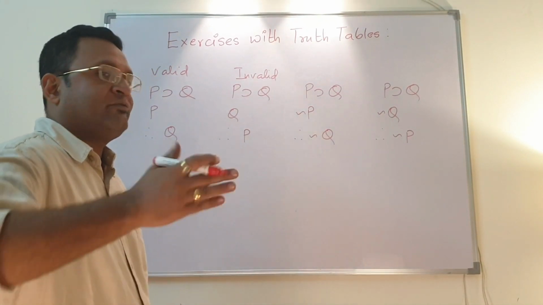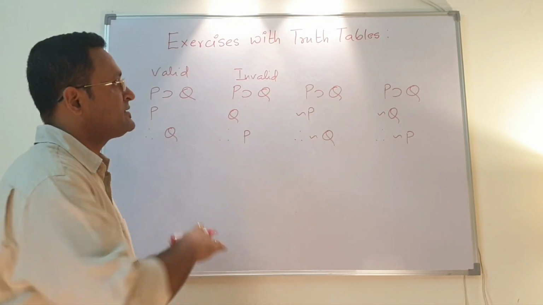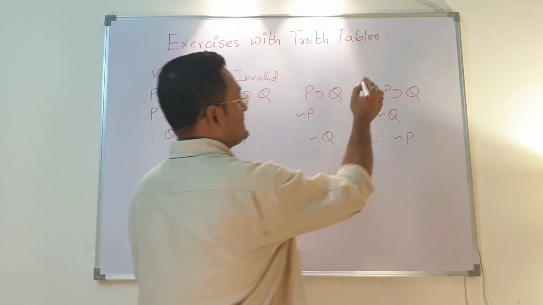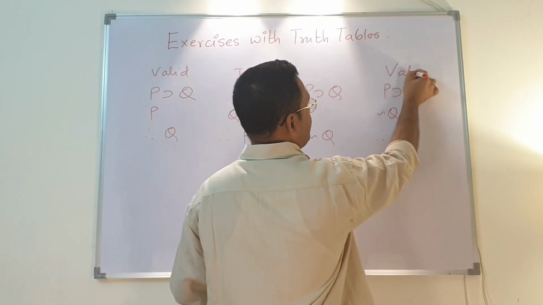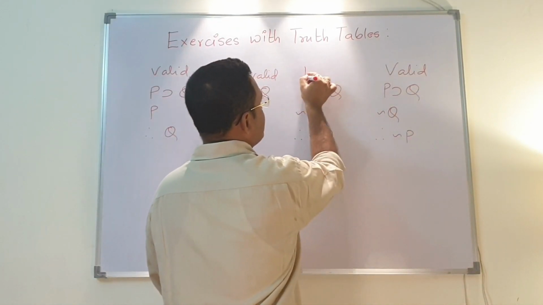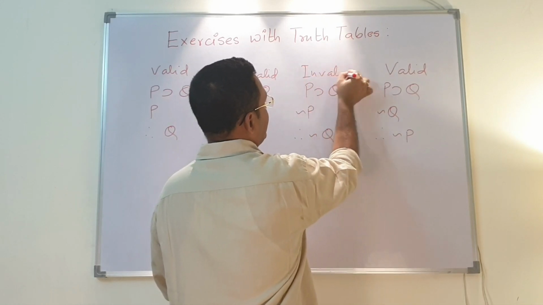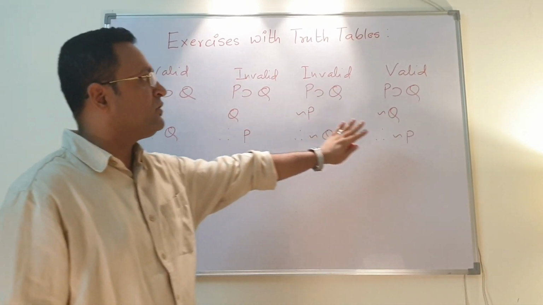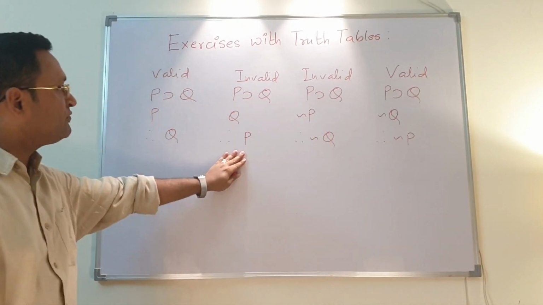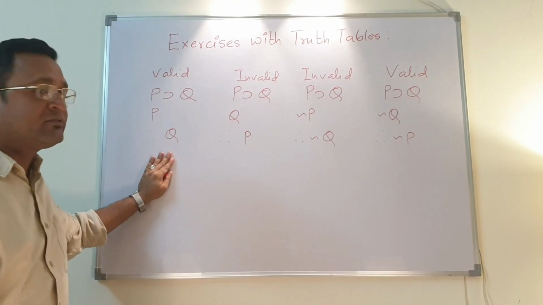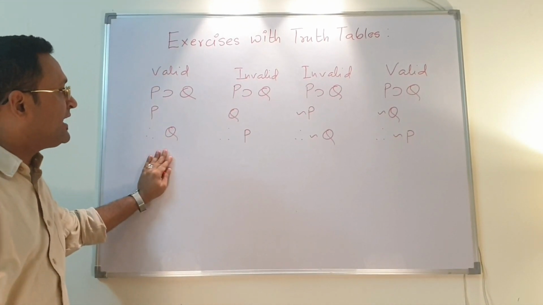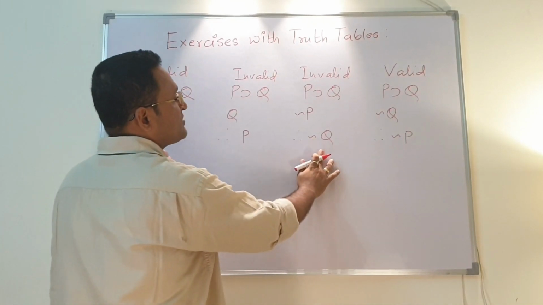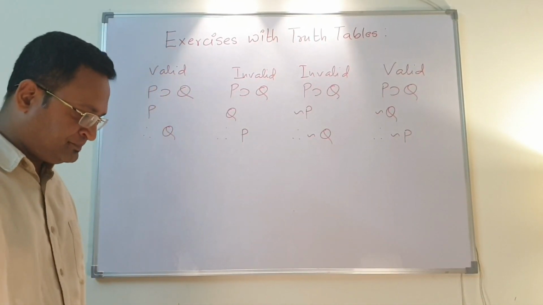Now, once you have paused the video and you have checked, let us see what the analysis tells us. The analysis tells us that this is a valid argument and this is an invalid argument. Here you will find a bad line, here you will not find any bad line. So this was a valid argument, the same goes for this argument. And this is an invalid argument and this is also an invalid argument.